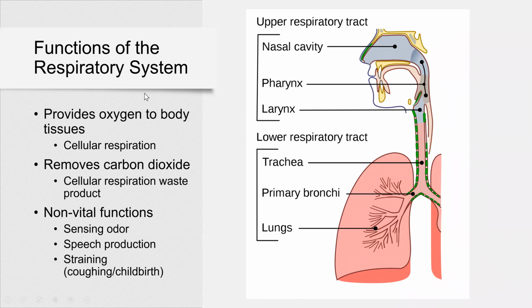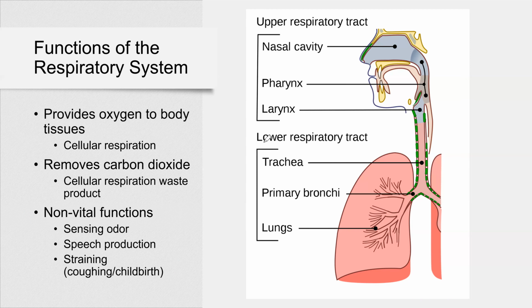Functions of the respiratory system include providing oxygen to body tissue for cellular respiration, and removal of carbon dioxide, which is a waste product of cellular respiration. There are also some non-vital functions, such as sensing odor, speech production, coughing, and being important in childbirth. Those are important functions, but you are probably not going to die if this function is affected.